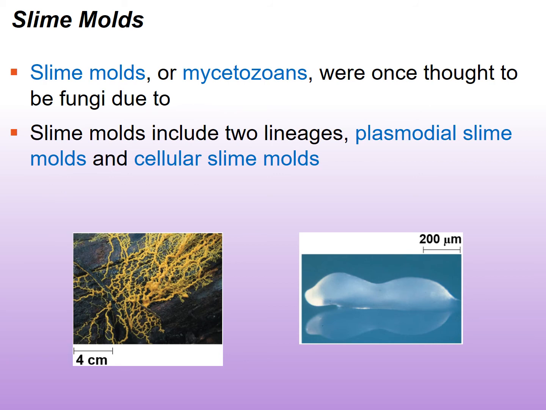The slime molds, or mycetozoans, were thought to be fungi due to the fruiting bodies that are formed during their life cycle. These fruiting bodies produce spores very similar to the structures that are found in fungi. However, they are not fungi, so this resemblance is likely the result of convergent evolution. Slime molds include two lineages, the plasmodial slime molds and the cellular slime molds, which are quite different from one another.